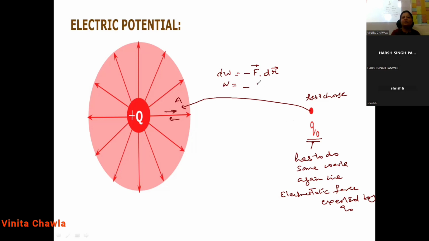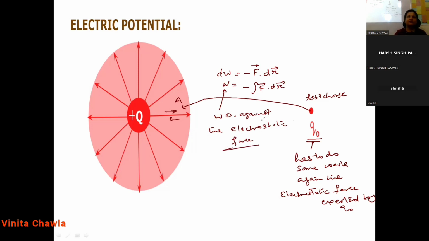Why negative? Because it's against it. Because this work is done against the electrostatic force, and therefore it is negative, because it is against the electrostatic force. Okay. Suppose this charge is somewhere here and it covers a small displacement dr. So small amount of work will be done for small displacement, and net work done, total work done, we can find out by integrating it.